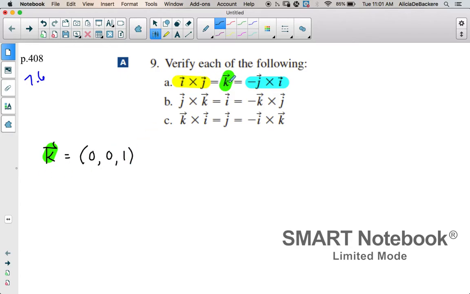Now I'm going to figure out what the cross product is of i with j and see if I can get those same things. So remember that the vector i is the x-axis unit vector and the vector j is the y-axis unit vector. So I'm going to cross these two together. So we'll check i cross j, and it says verify, so they should all come out to be the same. So we're crossing.